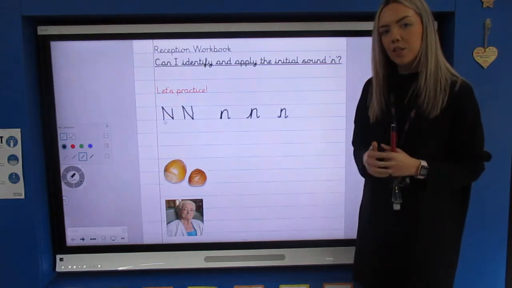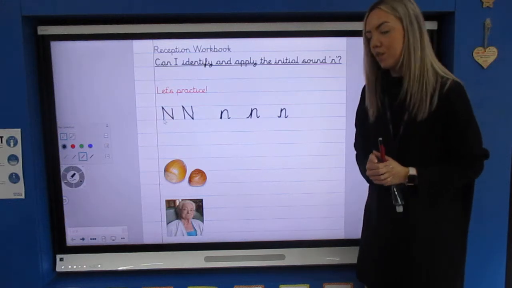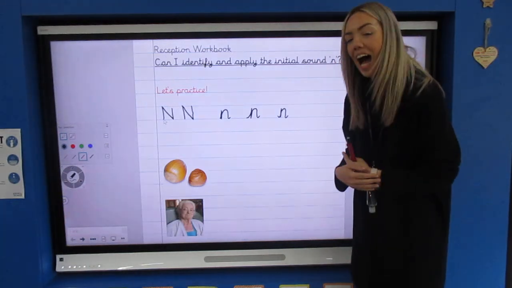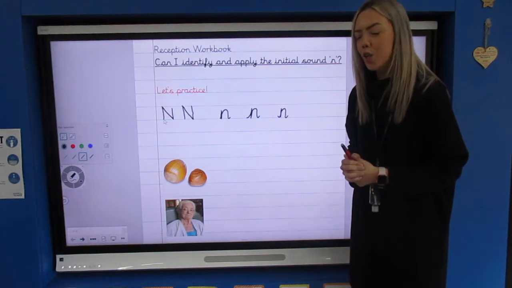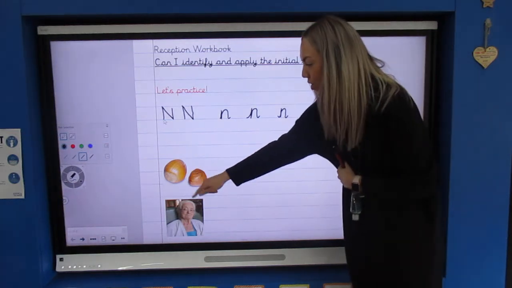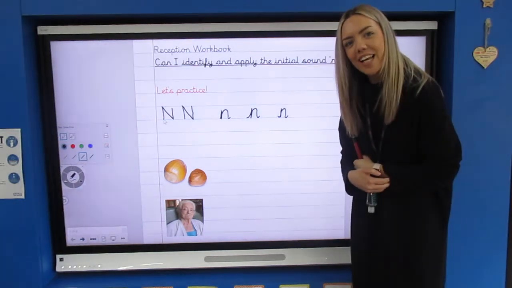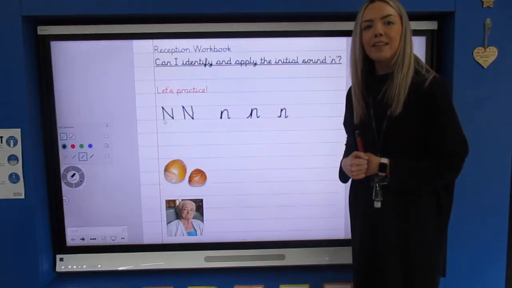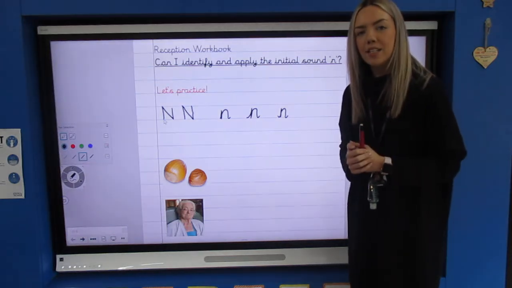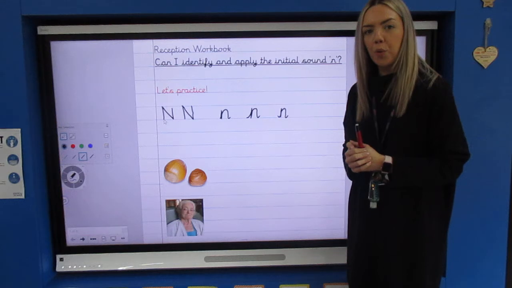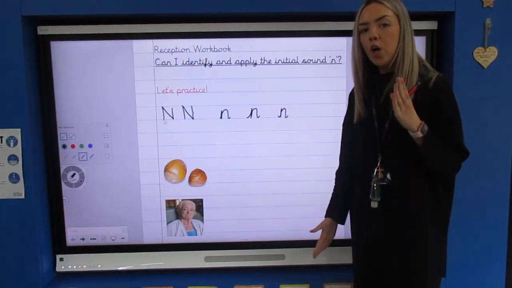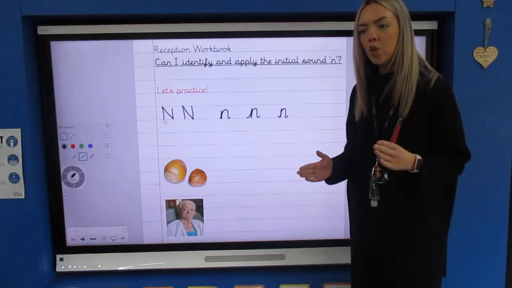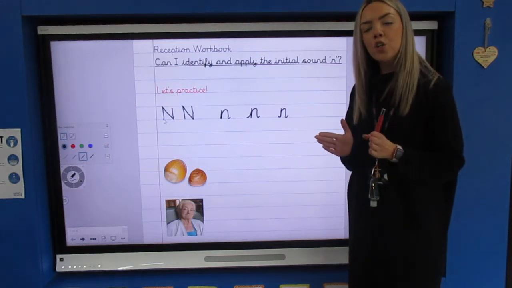So let's have a look at our 2 pictures. So what's this a picture of here? It's a nut. Well done. This looks like the nut that the squirrel eats, doesn't it, on Ice Age? Nut. So let's chop and blend that together so we can write it using our robot talk. Ready? N, ut, n, ut, n, ut, nut.